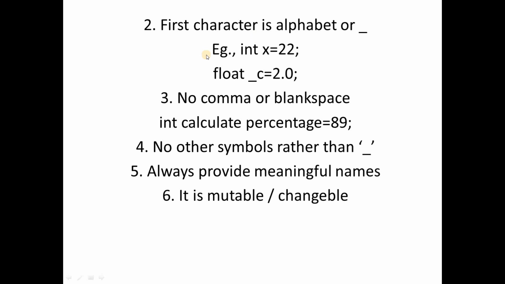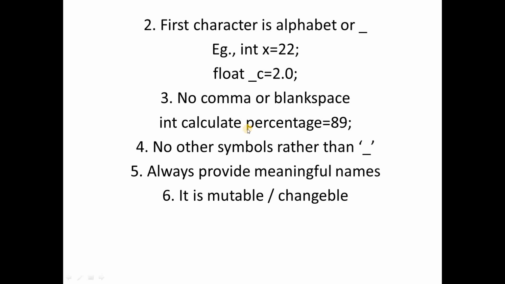And this is the second rule: the first character of your variable must be an alphabet or underscore, nothing else. You cannot provide any type of special symbol, number, or anything. The third rule is no comma or blank space. You cannot provide any comma or blank space when you define a variable. In between the variable name there is no comma or blank space.